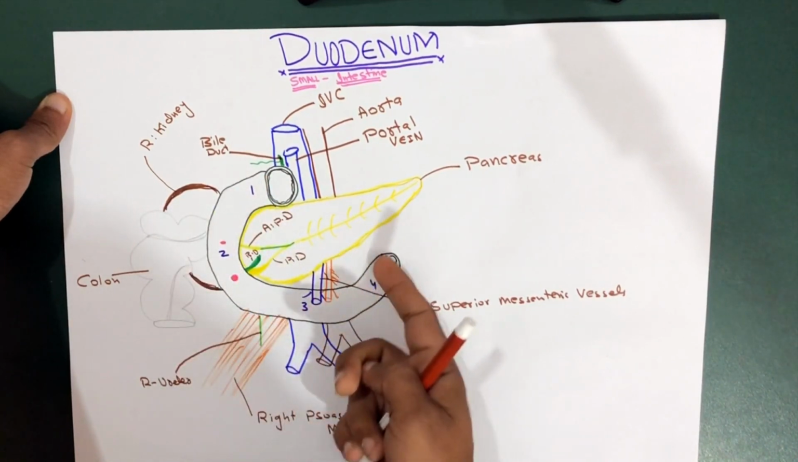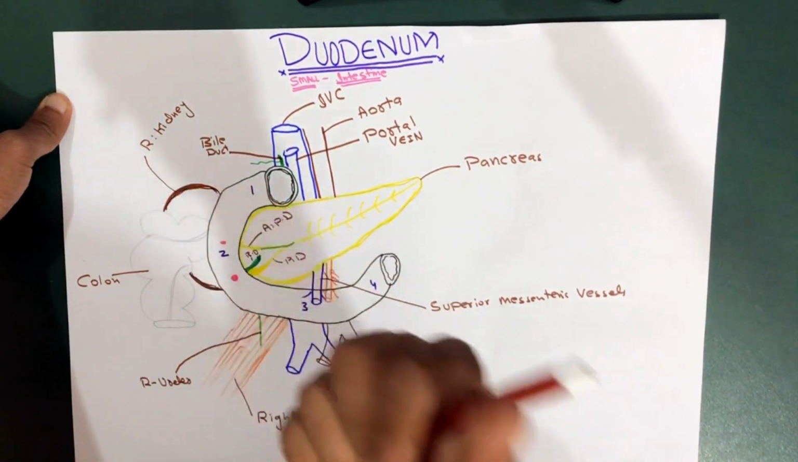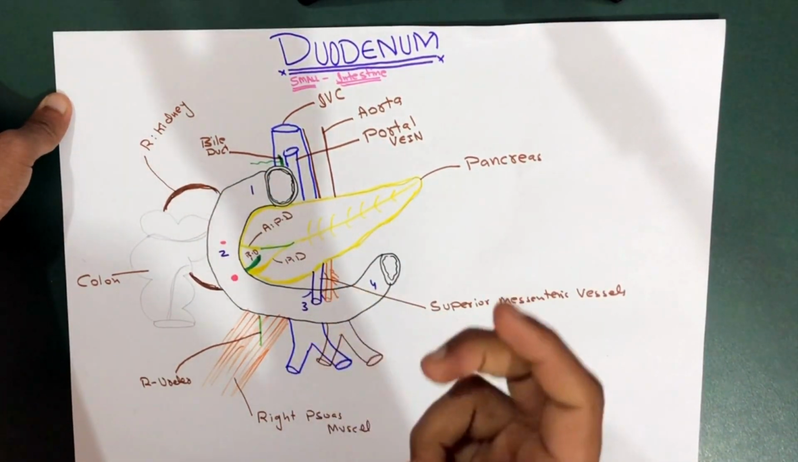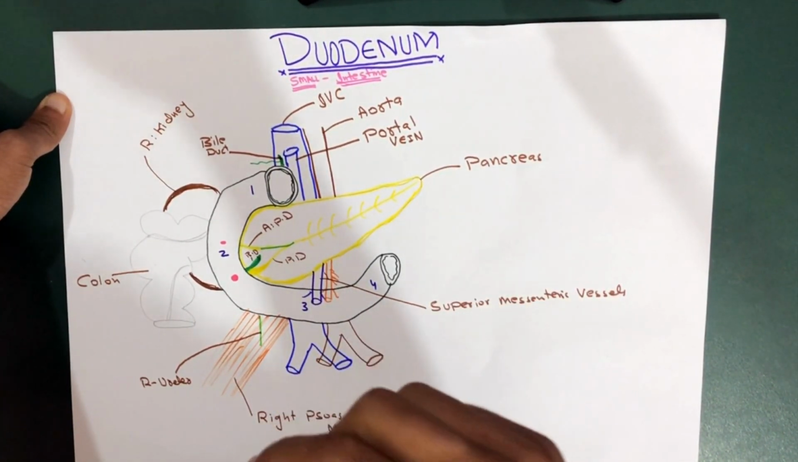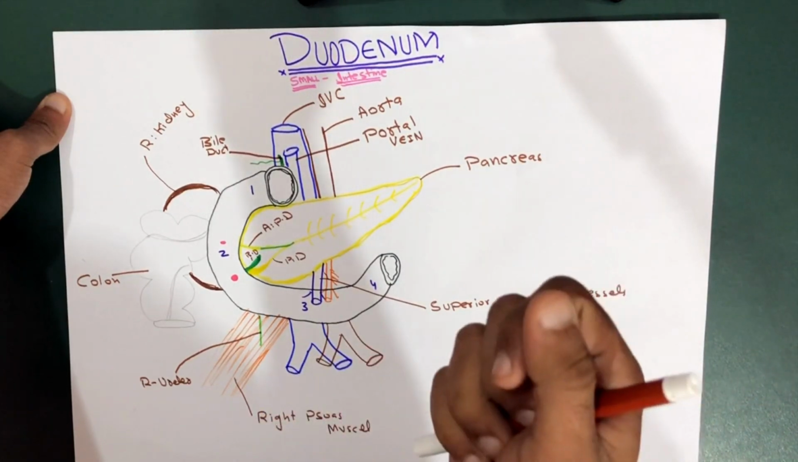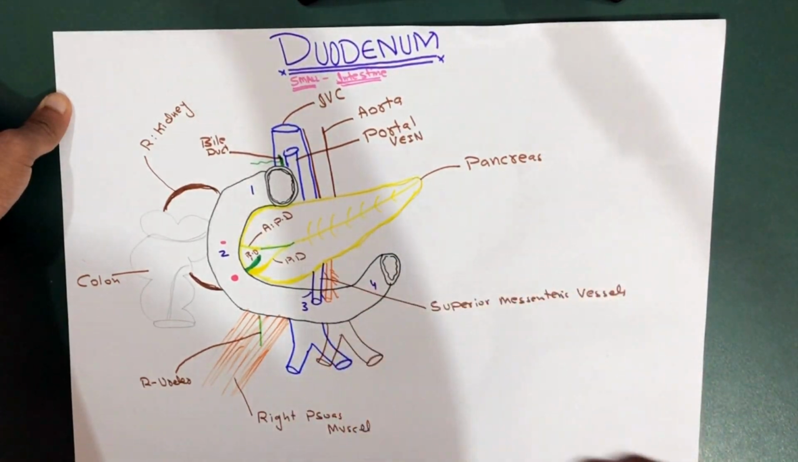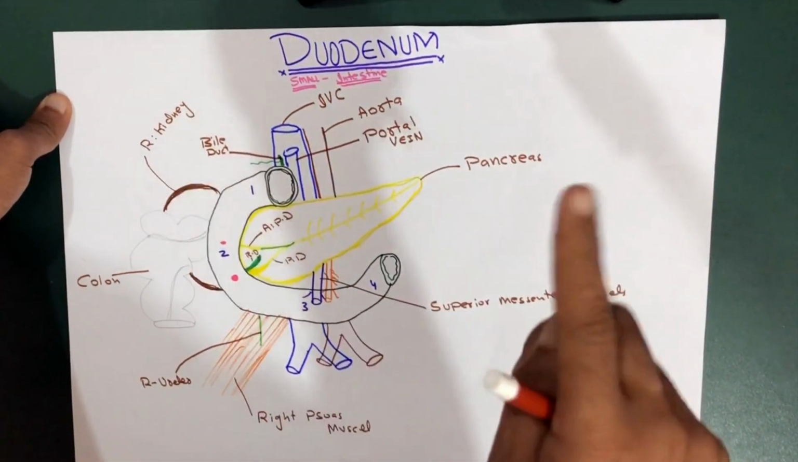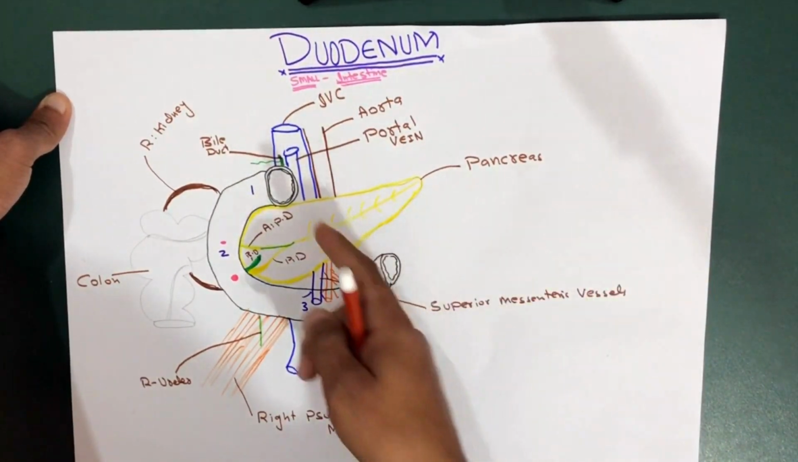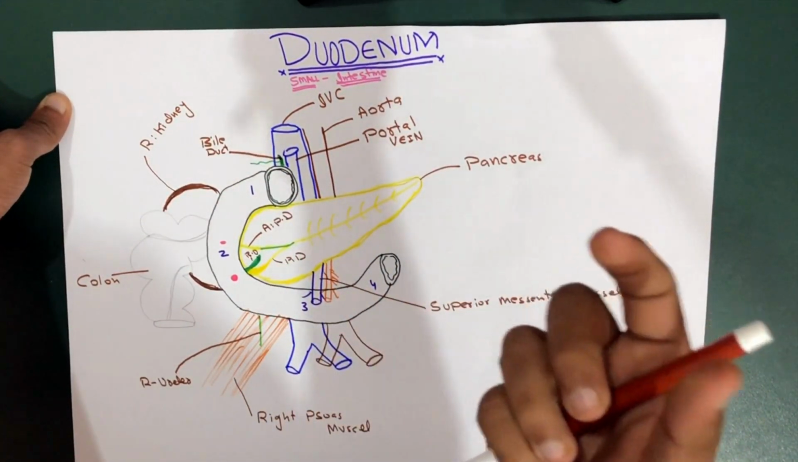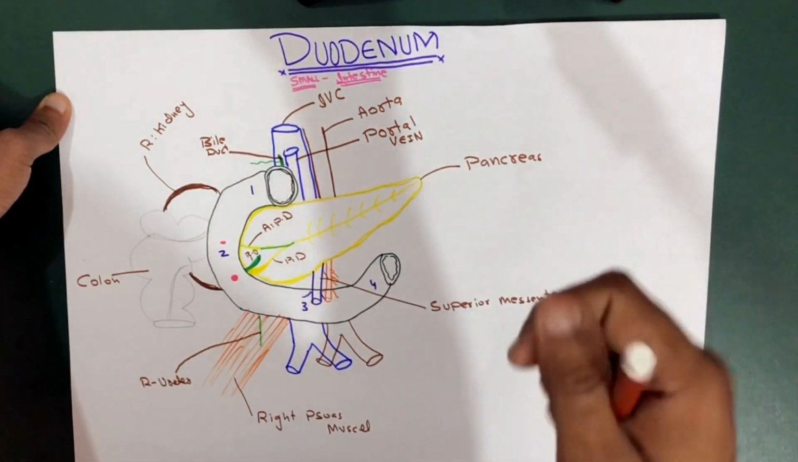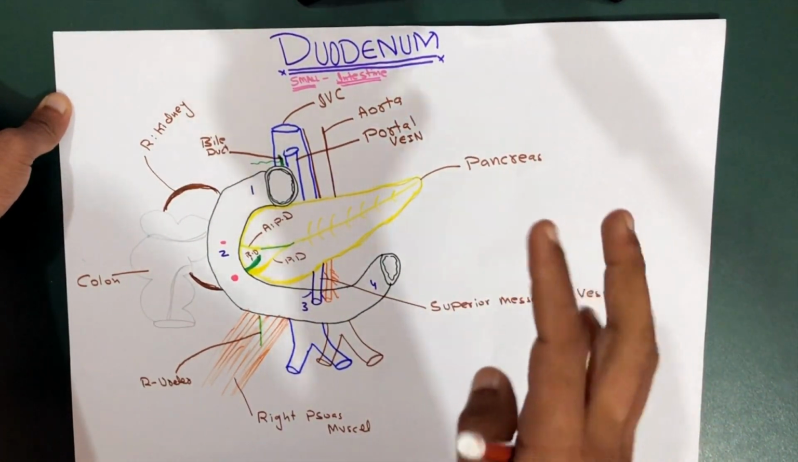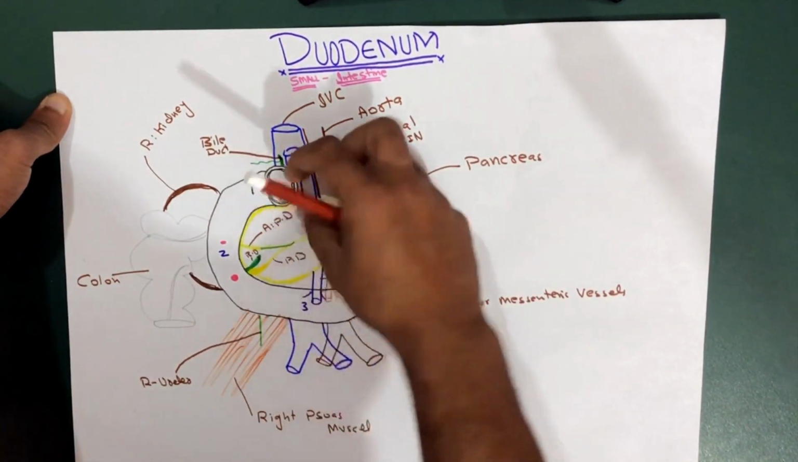You can see that it's kind of a C shape, and it's 10 inches long, or you can say 25 centimeters, which is considerably small, because the jejunum and ileum together form 6 meters of length, all that loop of jejunum and ileum. But this guy, which is C-shaped, is 25 centimeters, and it's 10 inches long. This guy joins your stomach over here.